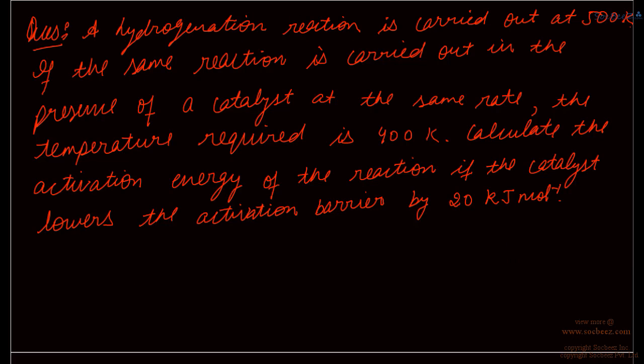So let's discuss another question. The question says that a hydrogenation reaction is carried out at 500 Kelvin. If the same reaction is carried out in the presence of a catalyst at the same rate, the temperature required is 400 Kelvin. As we know that in presence of catalyst, reaction gets accelerated. Now calculate the activation energy of the reaction if the catalyst lowers the activation barrier by 20 kilojoule per mole. So let's see what is the Arrhenius equation in both of these cases.